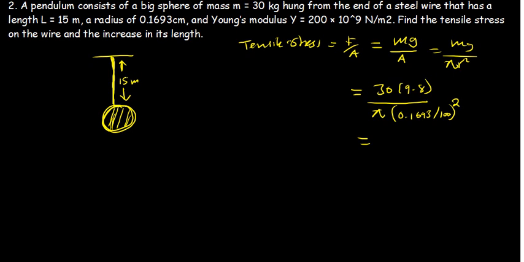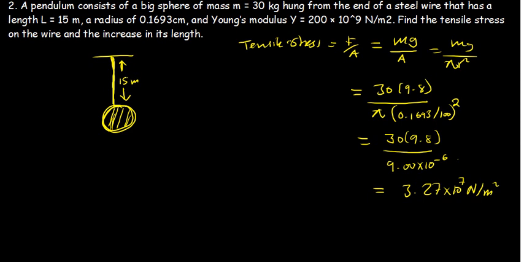0.1693 divided by 100, and then we square that, also multiply it by pi. I've actually calculated the area down first. So on top we still have 30 multiplied by 9.8, and then down we have an area of 9.00 times 10 to the power negative 6. This gives us 3.27 times 10 to the power 7 Newton per meter squared.